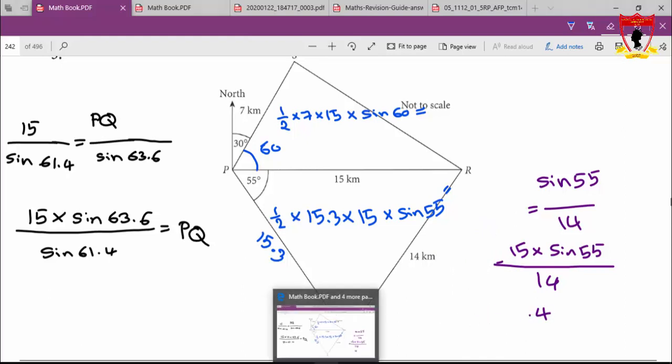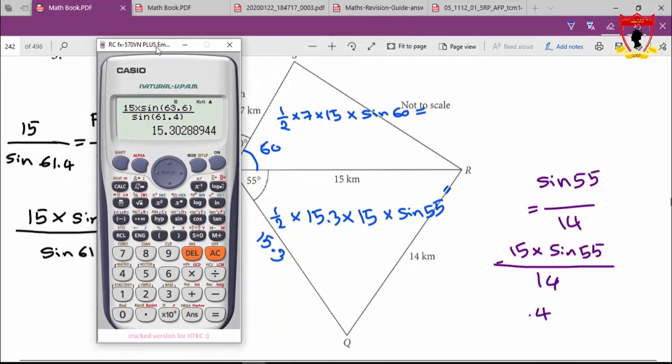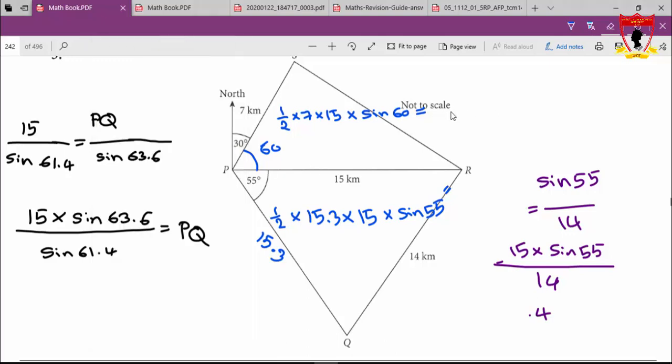Now let's calculate. 1 over 2, which is 0.5, or just write it as 1 over 2, times 7 times 15 times sine of 60 is equal to 45.46. Let's write it. 45.46. The question says to the nearest kilometer. After we calculate the other one, for the final answer we round it to the nearest whole number.